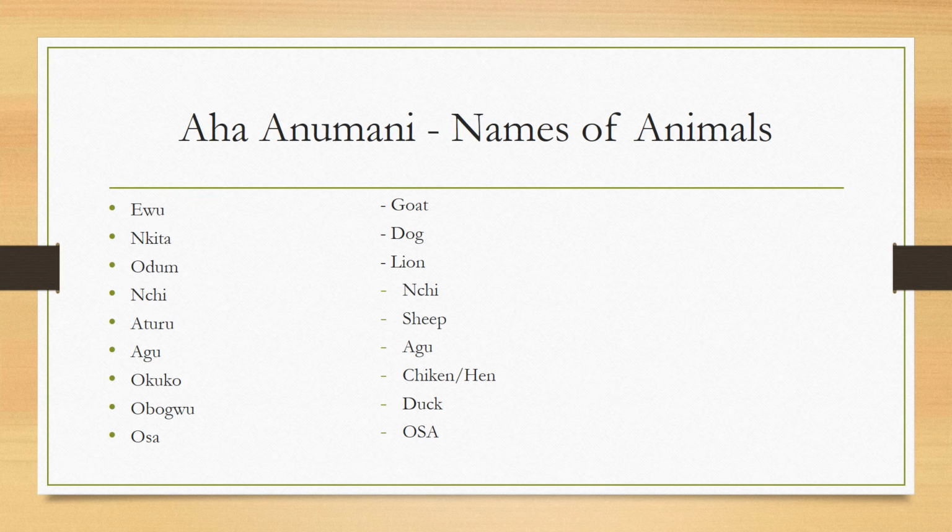So we have ewu, nkịta, ọdụm, nchi, atụrụ, agụ, ọkụkọ, ọbọgwụ, ọsa. Now, can you tell me what these are in English?